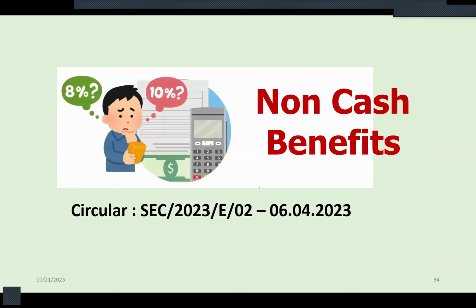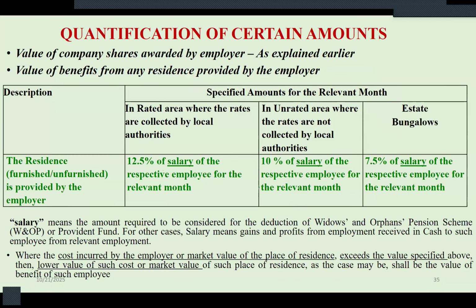Then we can move to the non-cash benefits. Non-cash benefits, not only the cash benefits, are also a part of the employment income. For this purpose, we have already issued a circular, SCC 2023-E2, on 23rd April. This is the circular we can use for the year of assessment 2025-2026, because now we are in the 25-26 year of assessment. In this circular, it says how to calculate the non-cash benefits.